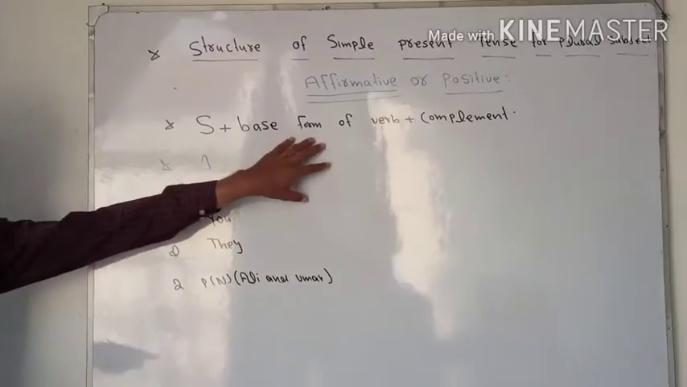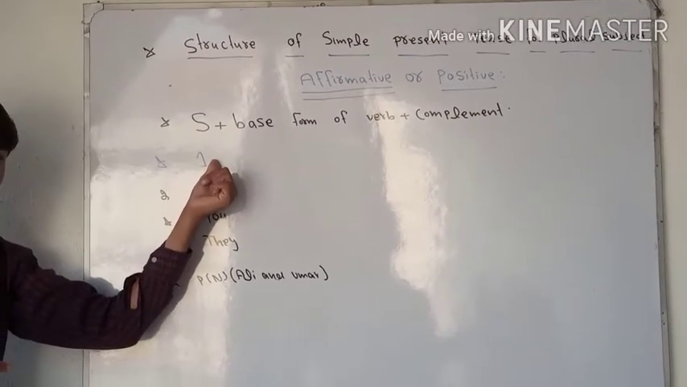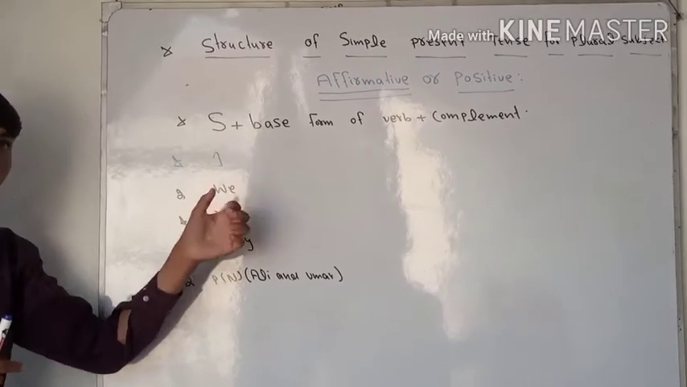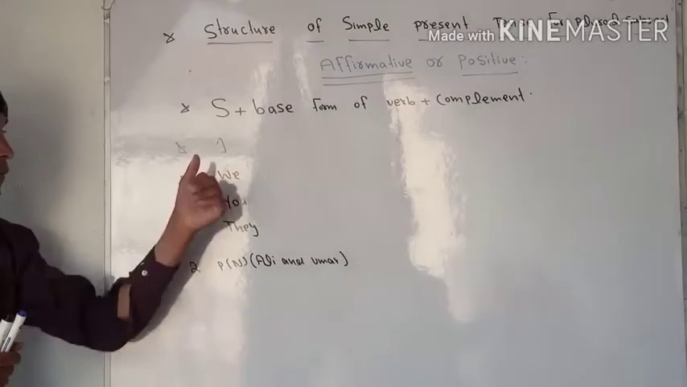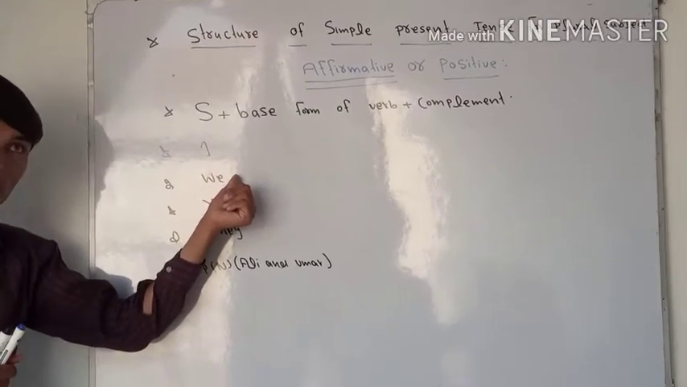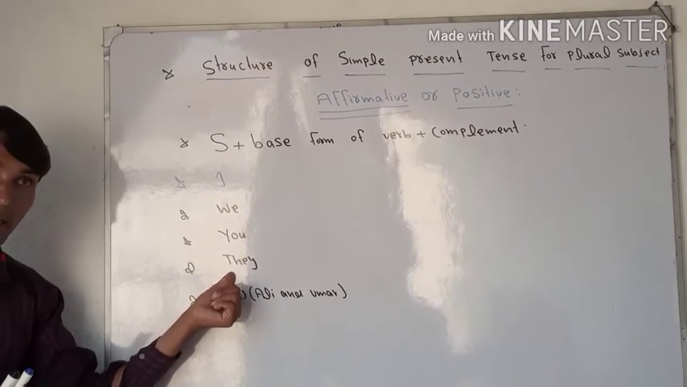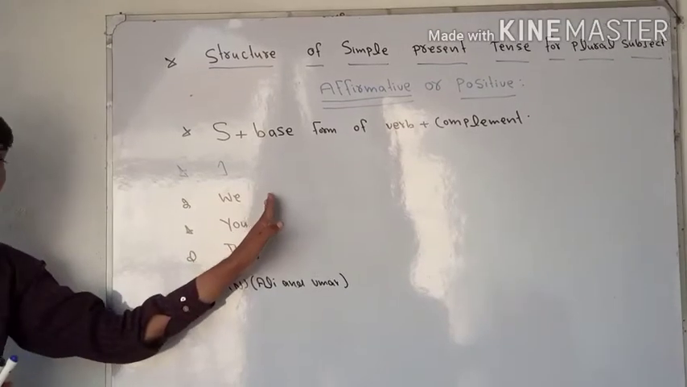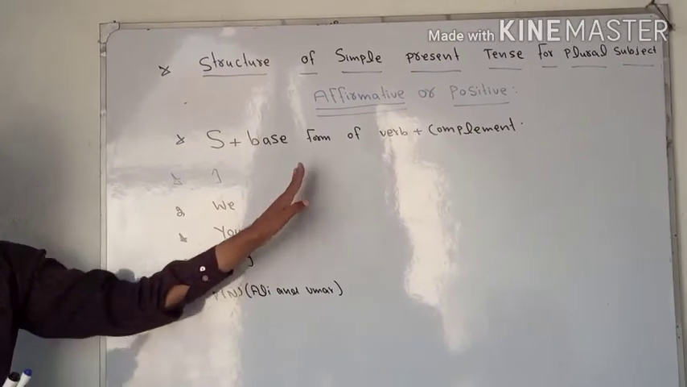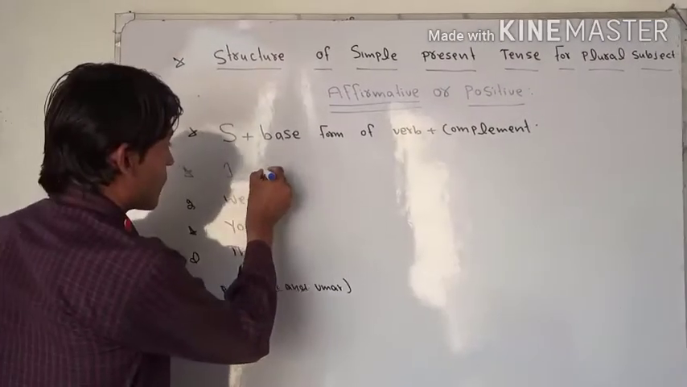So this formula is helpful for the subjects I, we, you, they, and plural nouns. Actually, if we talk about subject pronouns, we have three types. I and we are called first person pronouns, you is called second person, and he, she, it, and they are called third person. But according to the simple present tense, these are called plural subject pronouns, and these are followed by the first form verb. So now I is followed by the base form verb.